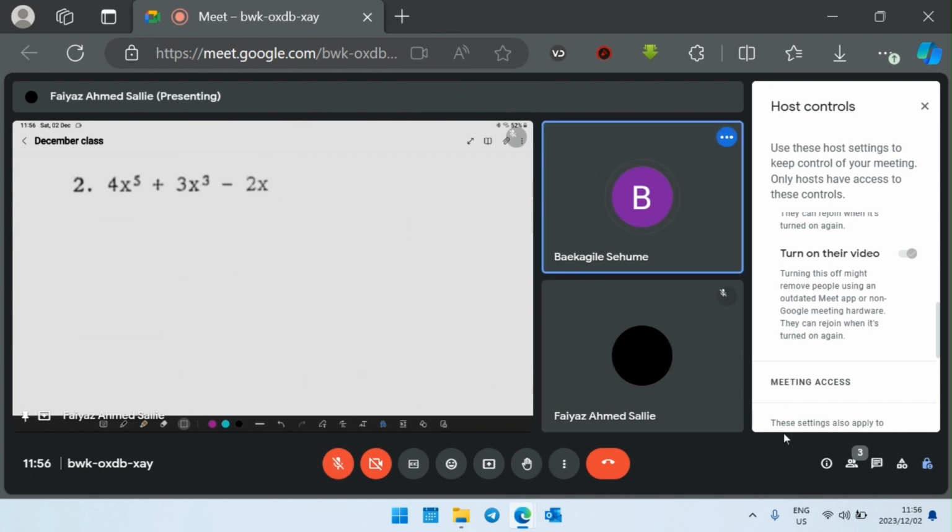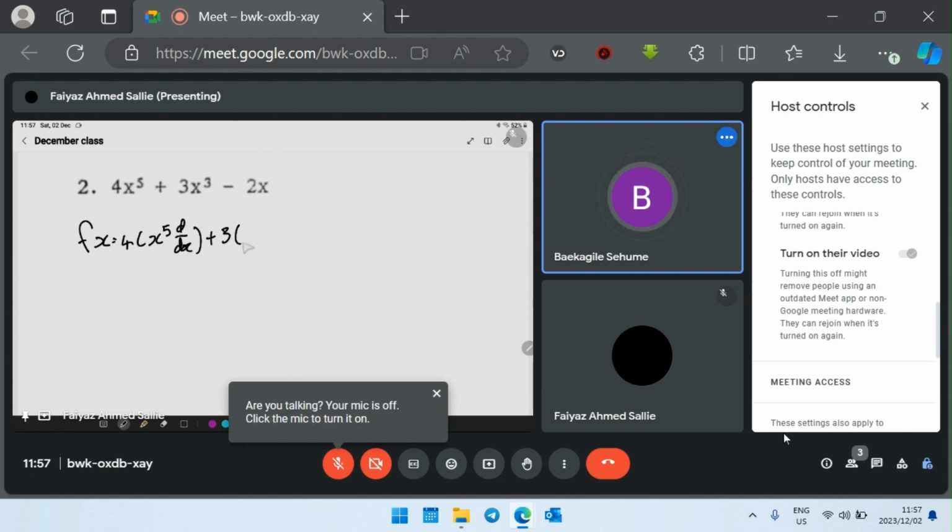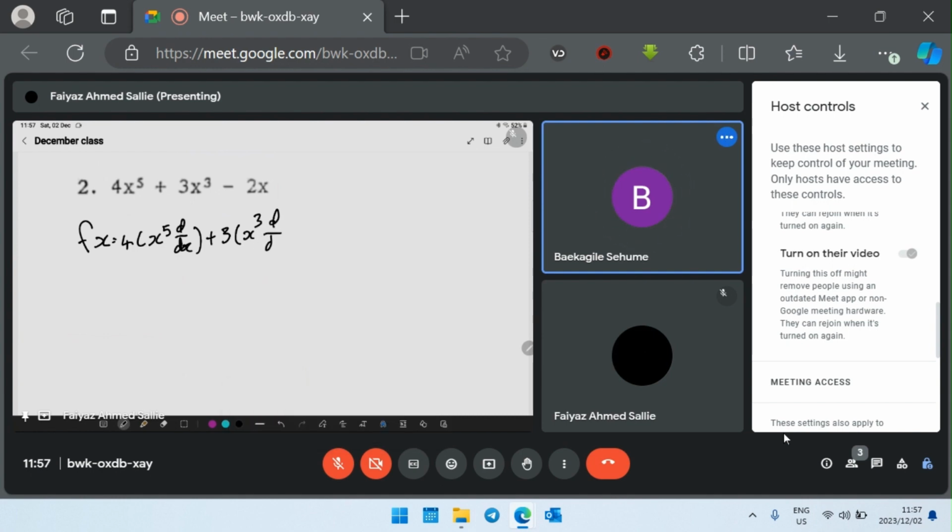My first step would start by initially saying f of x is equal to 4, open bracket x to the 5, d over dx, close brackets, plus 3 open brackets x cubed d over dx, and then minus 2 open brackets x d over dx. Then from this step I can see clearly which rule to use.